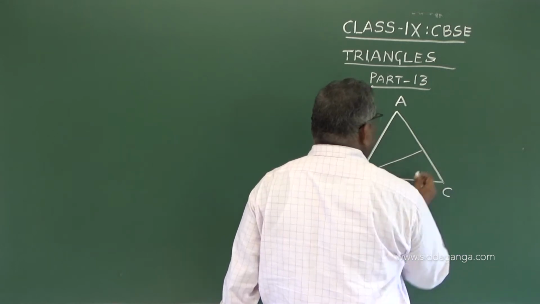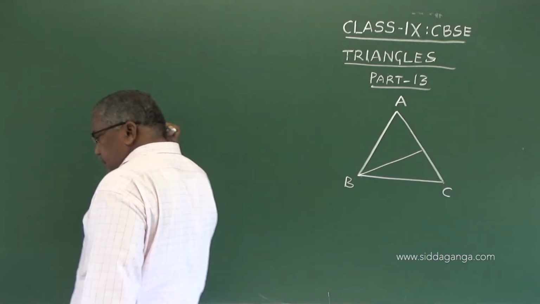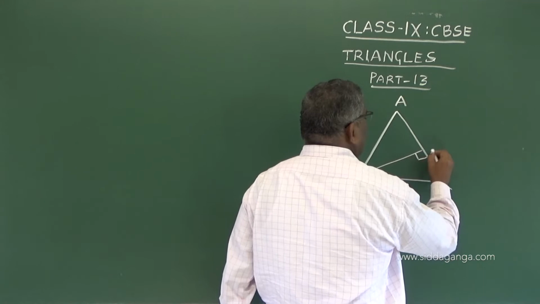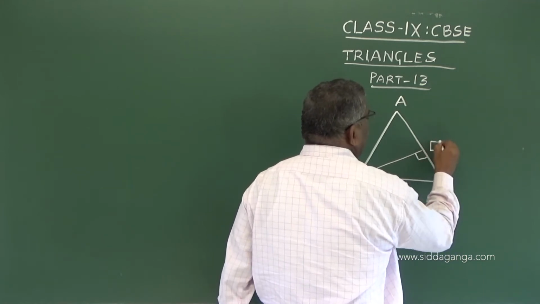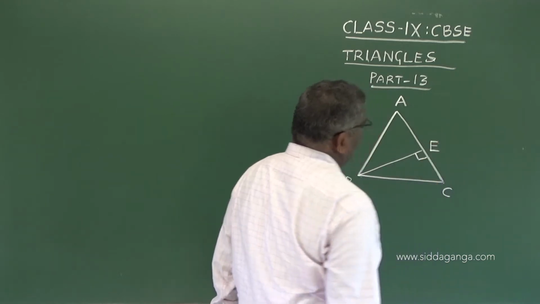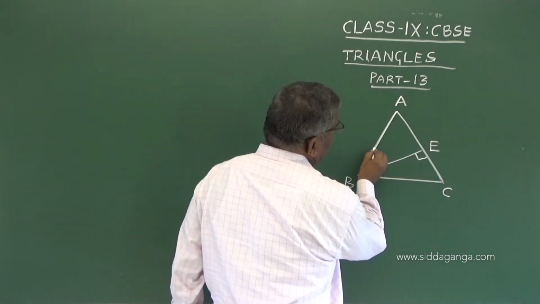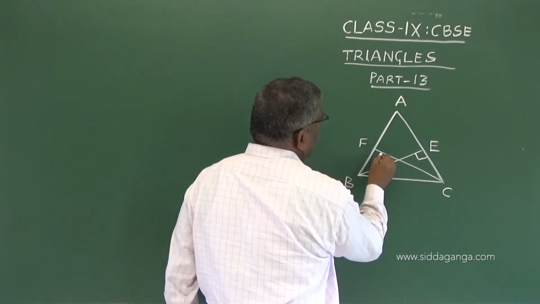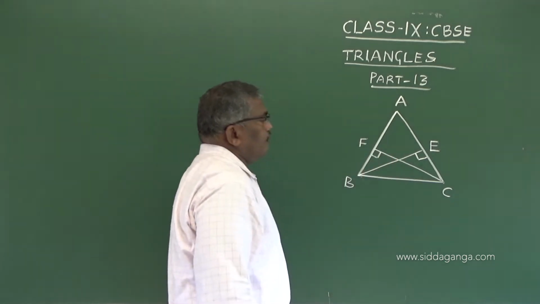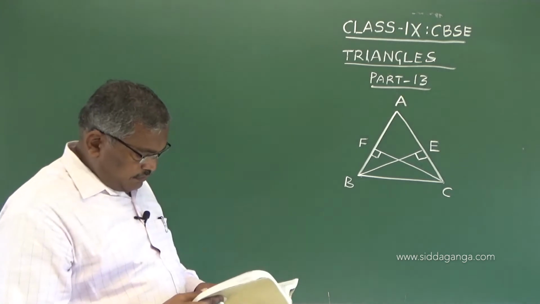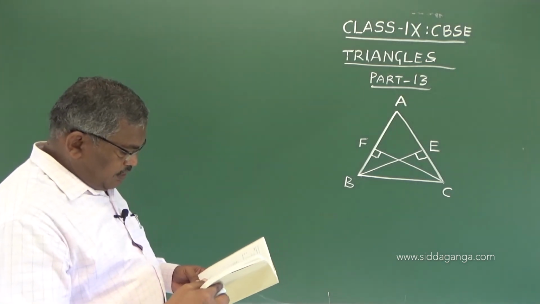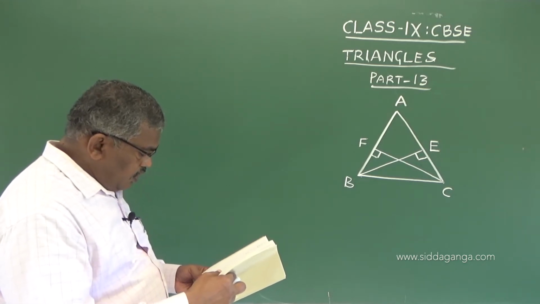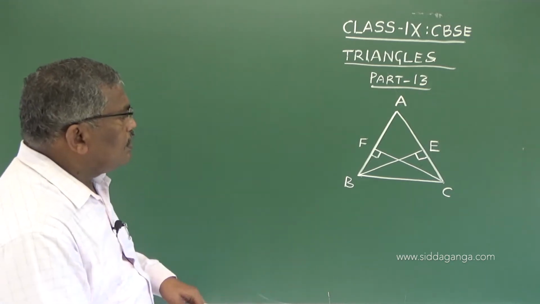This is one altitude, that means this is BE perpendicular to AC, and another altitude F, this is perpendicular to AB. So this is the data given. BE and CF are equal altitudes of a triangle ABC. Using RHS congruence rule, prove that the triangle ABC is isosceles.